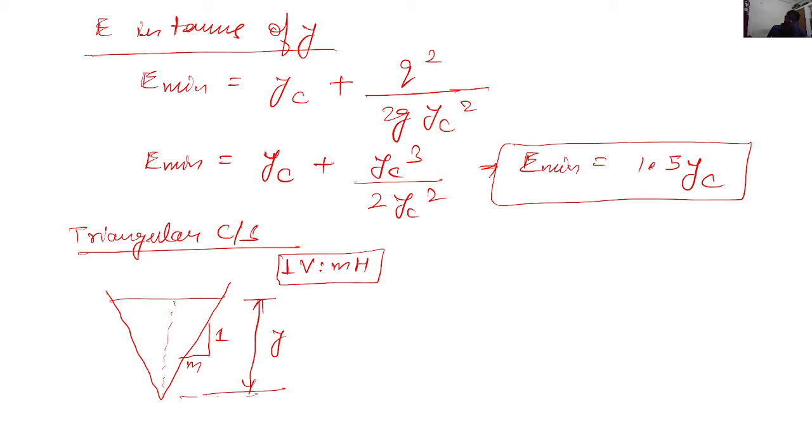So in order to find the top width, it's very easy. So this is y, so this will be nothing but m times y, and the other half of the top width will again be m times y, thanks to symmetry, because that is also 1 is to m. So the area of the triangular cross section can be represented as half into the base times the height. Okay, so half into the base.